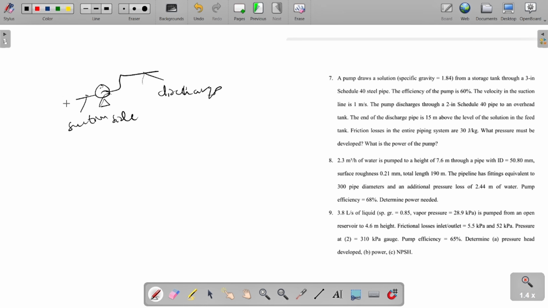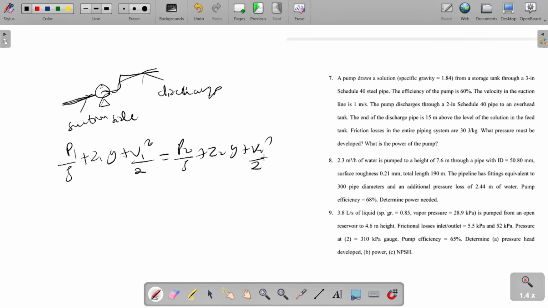So over here, the pump takes the fluid to this side. So this is a suction. Then it delivers it towards this side, right? So talking about pumps, you need to know what we call the Bernoulli's equation. The Bernoulli's equation over here is the overall mechanical energy balance equation, where we have P1 over rho plus Z1G plus V1 squared over 2, which will be equal to P2 over rho plus Z2G plus V2 squared over 2, right?